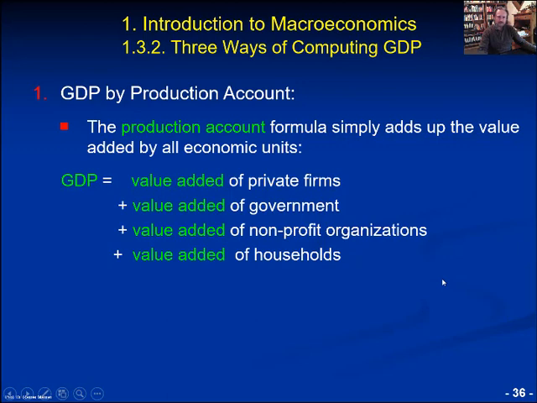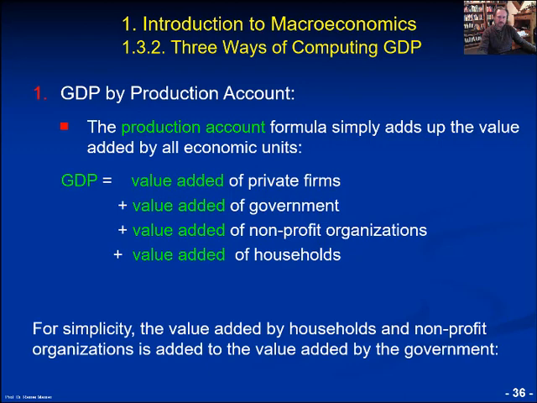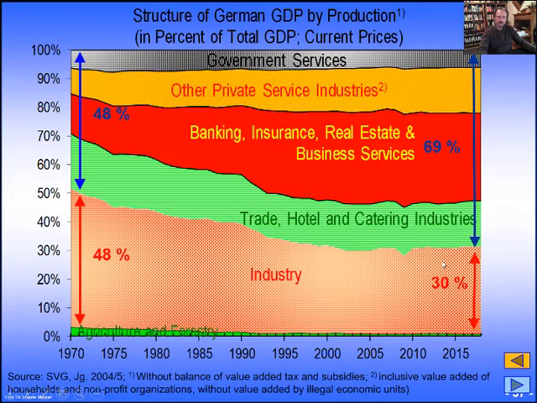Okay, this is the definition of the production account, and in the following I will now display the relative composition of German GDP according to this account. For simplicity, the value added by households and non-profit organizations is added to the value added by the government. Quantitatively, value added of non-profit organizations and households is not very large. So this diagram shows the composition of German GDP according to the production account, starting with the year 1970 to the year 2018.